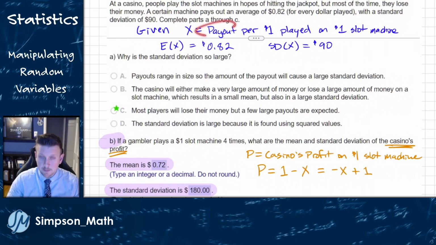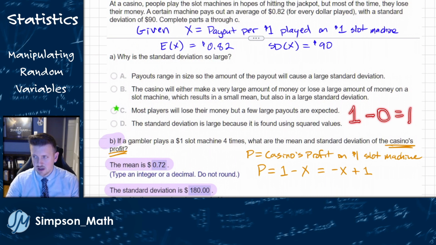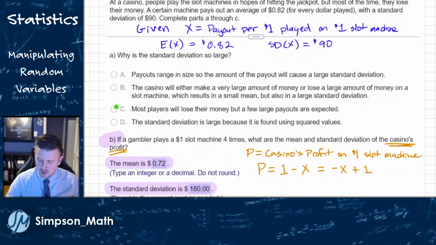Well, if X was the payout, that's how much spits out of the machine that ends up in the player's bucket. So imagine that if the player puts in $1 and then it spits out nothing, well, the machine just won $1, so I need this to be a positive 1. So if I do 1 minus the payout, I would get 1. That's right. So if I do 1 minus the payout, I would at least get the positive one that I want.